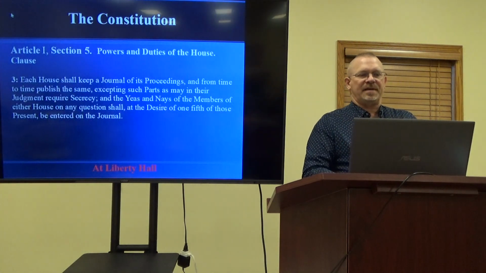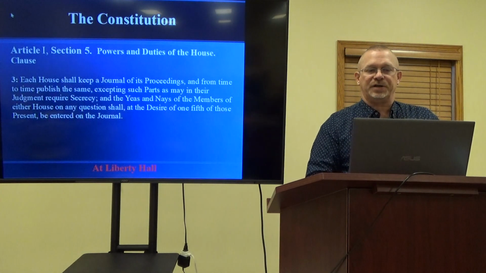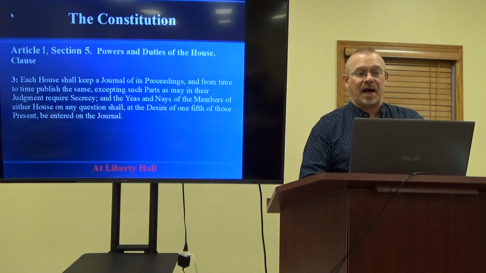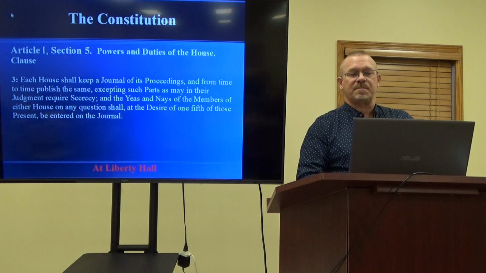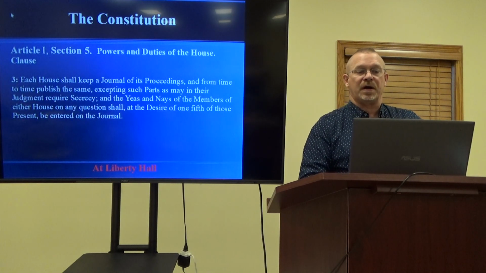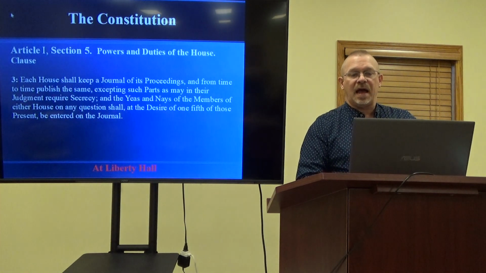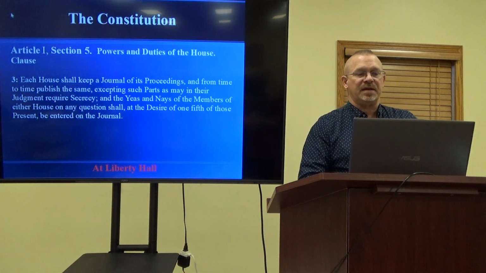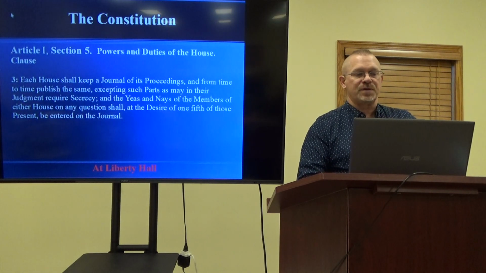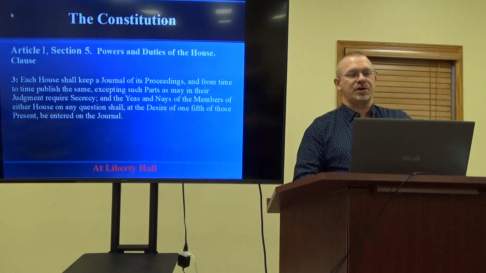Article 1, Section 5, Clause 3, each house shall keep a journal of its proceedings, and from time to time publish the same, excepting such parts as may in their judgment require secrecy, and the yeas and nays of the members of either house on any question shall, at the desire of 1/5 of those present, be entered on the journal.